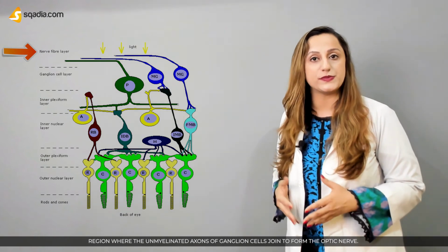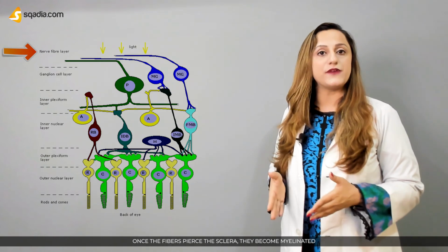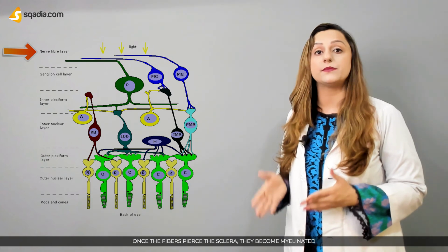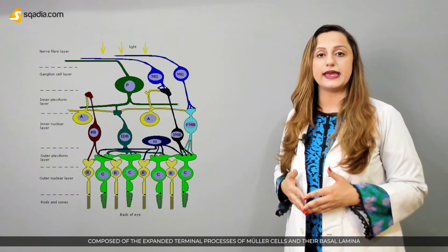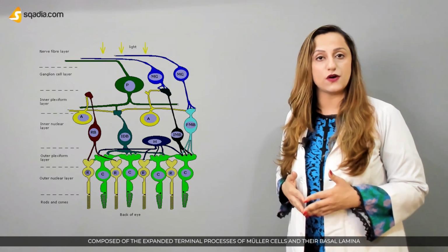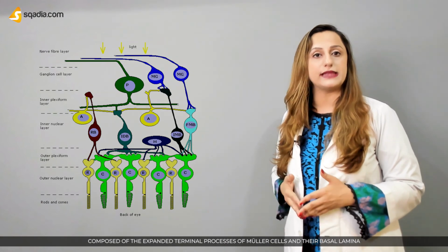The optic nerve fiber layer, it is a region where the unmyelinated axons of the ganglion cells join to form the optic nerve, and once the fibers pierce the sclera, they become myelinated. Inner limiting membrane, it is composed of the expanded terminal processes of Müller cells and their basal lamina.